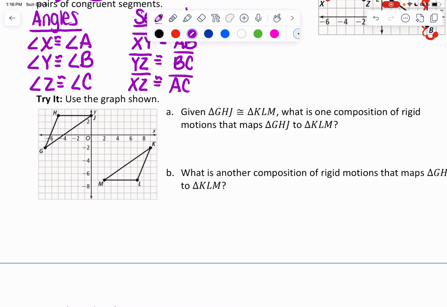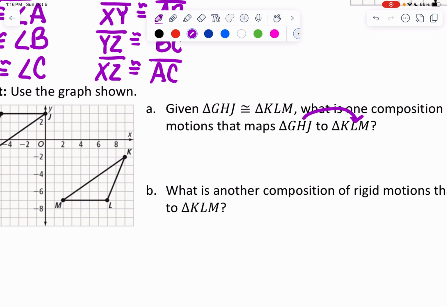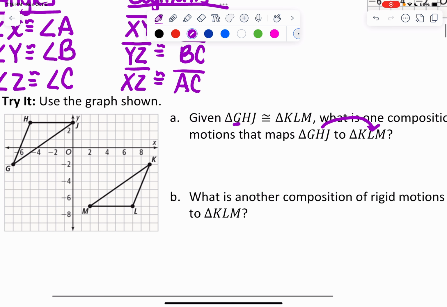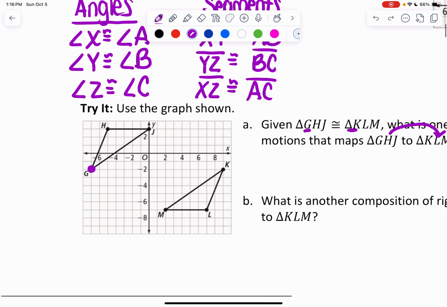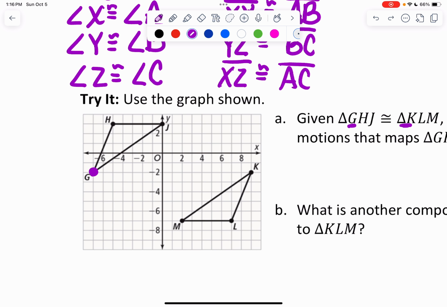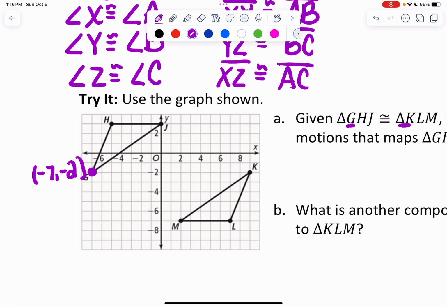Okay, so here's what I'm looking at. It says, given GHJ is congruent to KLM, what is one composite of rigid motions that maps? Order matters. You've got to go from left to right. So here's what I would do, is I would pick 2 points that we know align. So like I could pick point G here, which is, what is it? -7, -2. And then pick the point here, M, which is at 2 comma -7.